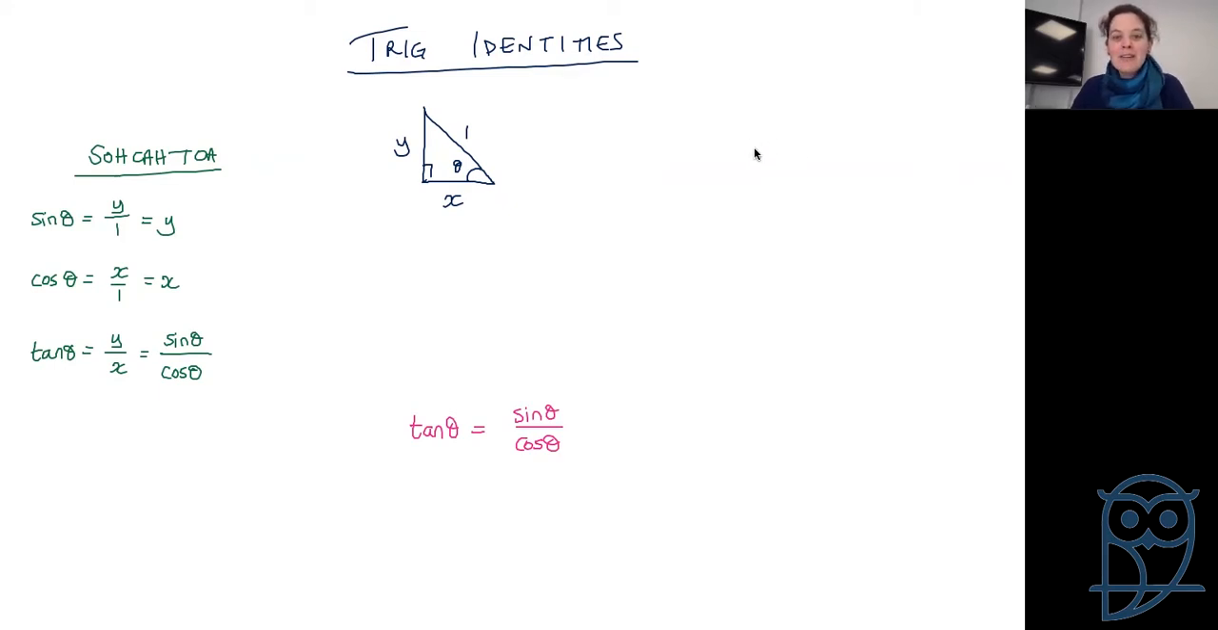If we look at right angle triangles, we've used SOHCAHTOA. The other one would be, of course, Pythagoras. Now, Pythagoras would tell us that 1 squared equals x squared plus y squared. Well, 1 squared is 1. And x and y? Well, x is cos theta, so x squared is cos squared theta, and y is sine theta, so y squared is sine squared theta.